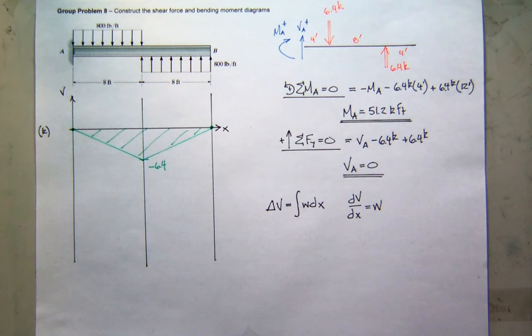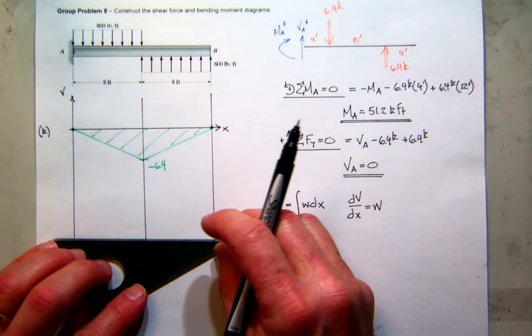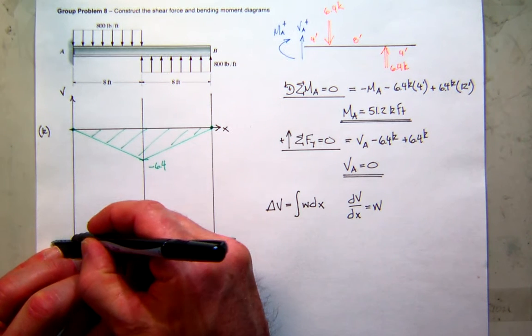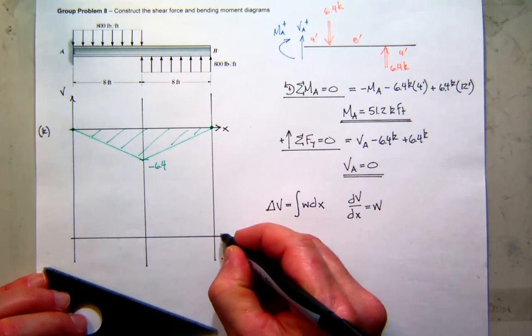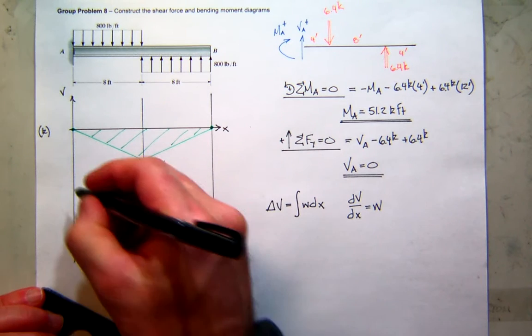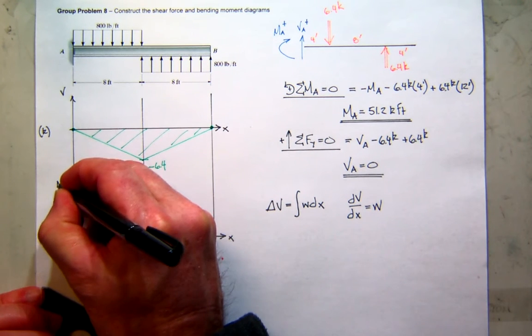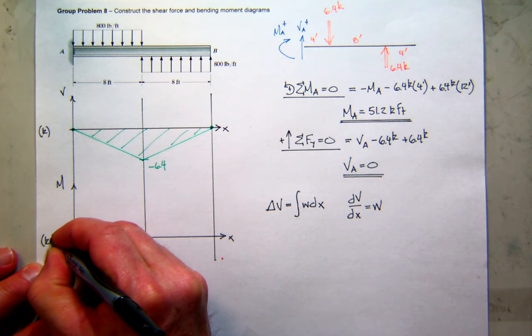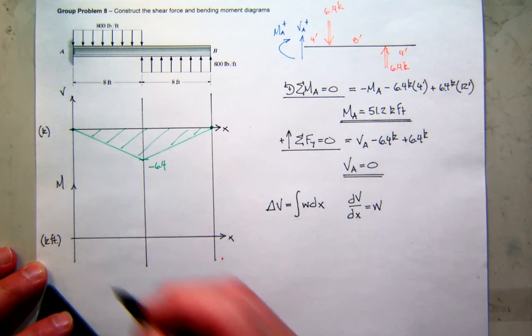Any questions about that? All right, so I feel pretty good about the shear diagram. Let's move on to the moment diagram. So I'm going to start by establishing a positive x-axis, positive moment, and I'll say all my units here will be in kip and feet.